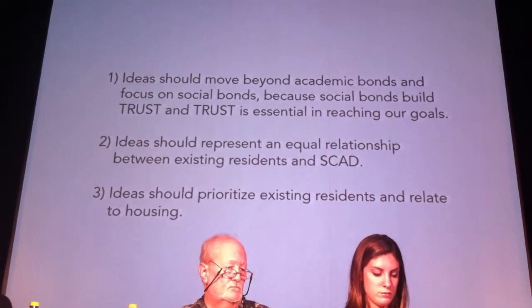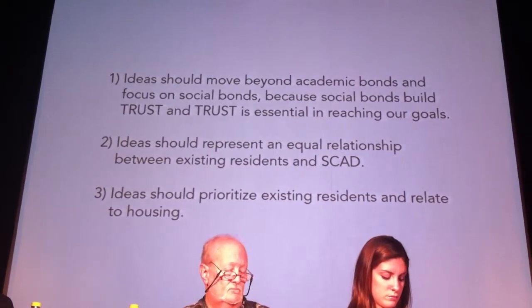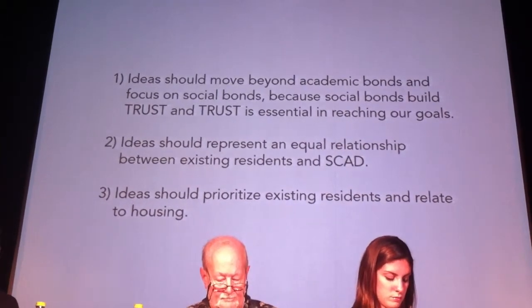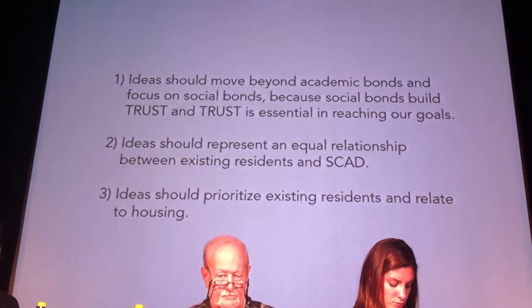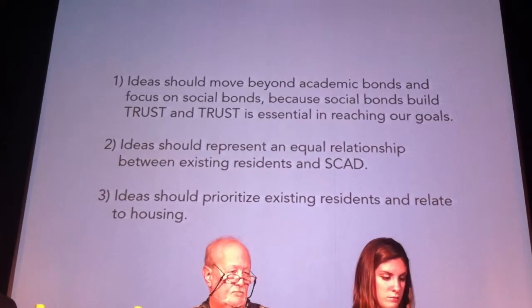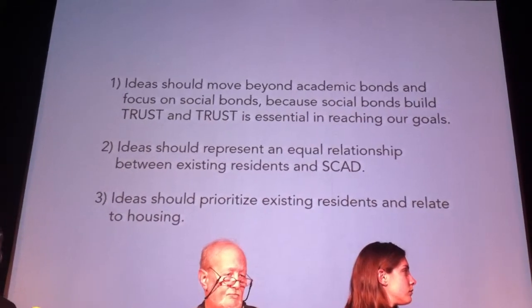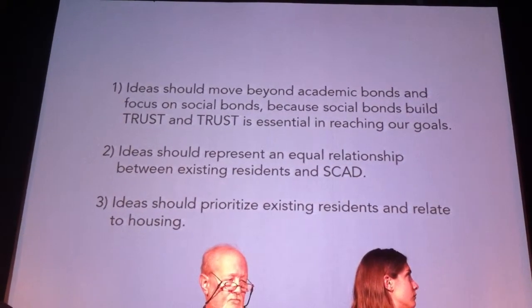I think a lot of us have come up with the idea of trust in the neighborhood. Number 2 was ideas should represent an equal relationship between existing residents and SCAD. One of the big parts of that was the 50-50 idea, making sure that the residents are involved and that SCAD is involved. Number 3 was ideas should prioritize existing residents and relate to housing. Those are our 3 final concepts.